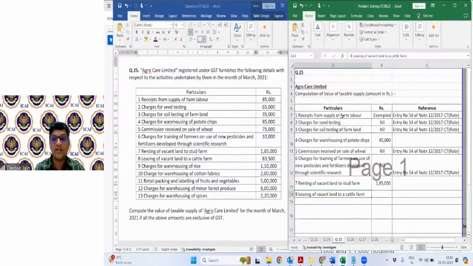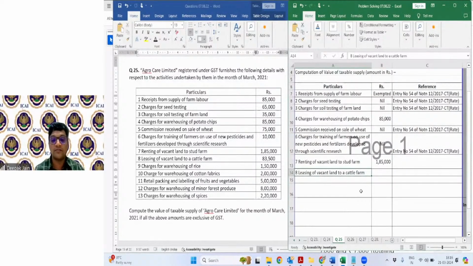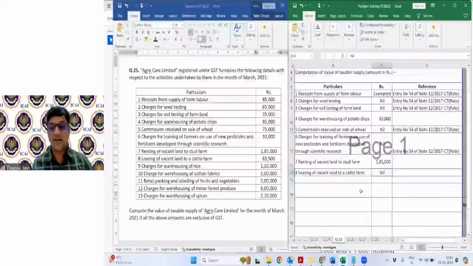Then eighth point is leasing of vacant land to a cattle farm. Is this taxable? Since stud farm is taxable, what is the difference in cattle farm? Cattle farm also should be taxable then. Eighth one is exempted. Okay, eighth is exempted because cattle farm is exempted. Correct. So cattle farm is exempted, stud farm is taxable.